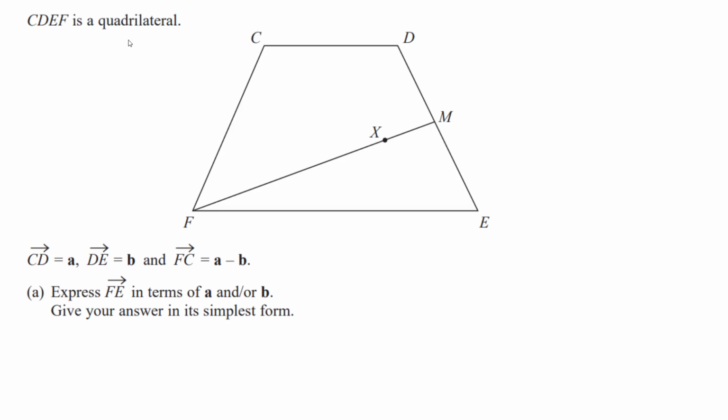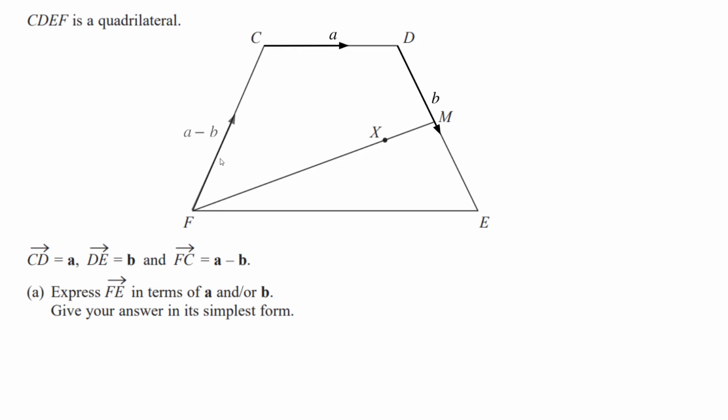Okay, CDEF is a quadrilateral. You can read through that. I express FE in terms of... well, we can go this way and then this way, but we can't do that yet because we don't know any information about X. So the question tells us FC. Where is that? FC is this way, so that's A minus B.